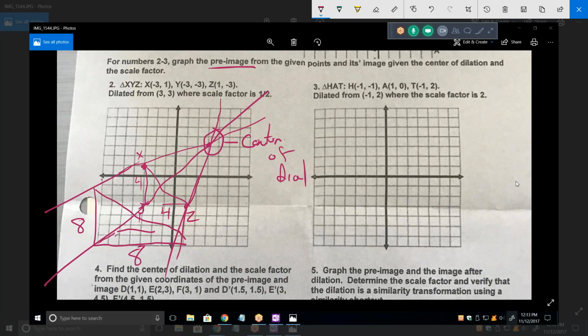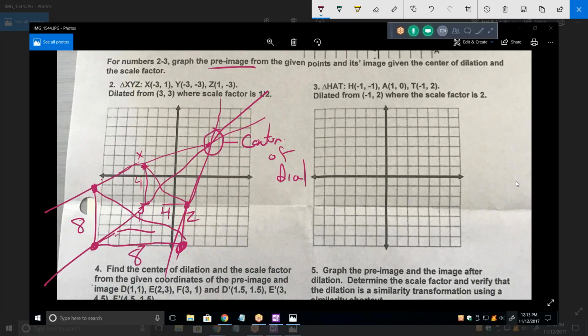And this dimension from here to here, we don't really care about because we know that it's twice. We don't need that dimension. All we need to know is where to put that point and where to put that point and where to put that point. So, graph the preimage. All right, I've done that.